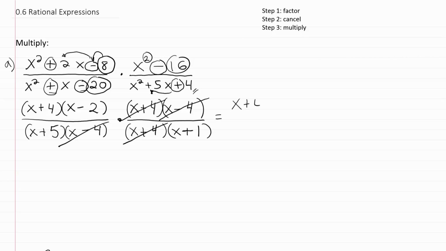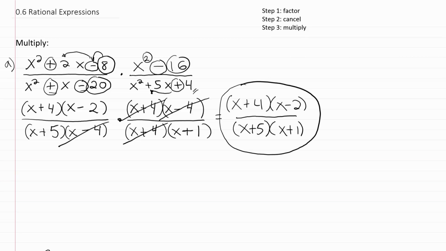So x plus 4 in the numerator times x minus 2. And then that'll be divided by, looks like x plus 5 times x plus 1. Now, you could multiply that out or expand it out, foiling in other words, if you wanted to, but you don't have to. Our answer is just fine the way it is.